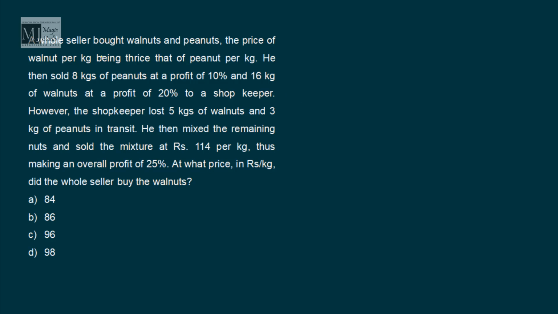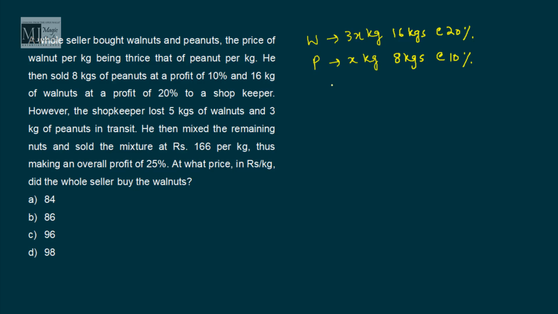A wholesaler bought walnuts and peanuts. The price of walnut per kg is thrice that of peanut per kg. Let the price of peanut be x rupees per kg, and then the price of walnut would be 3x rupees per kg. He then sold 8 kgs of peanuts at a profit of 10% and 16 kgs of walnuts at a profit of 20%.